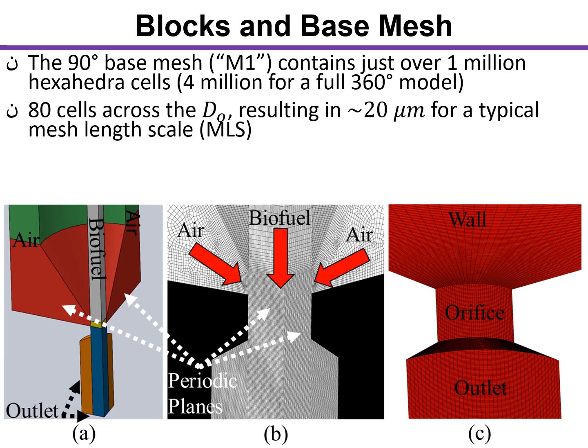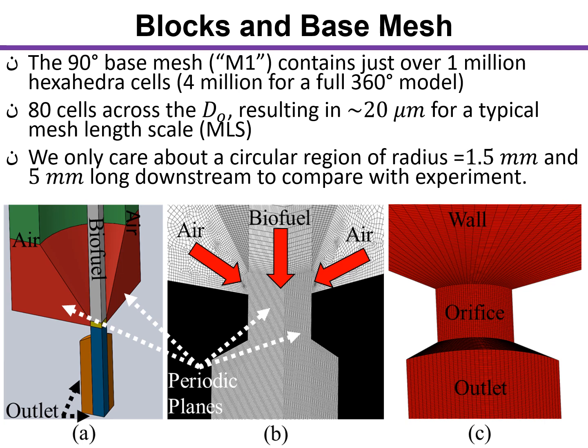There are about 80 cells across the orifice diameter, resulting in approximately a 20 micron typical mesh length scale, MLS. Now, we only really care about the circular region downstream of the orifice of a radius of 1.5 millimeters and a distance of 5 millimeters to compare with the experiment. So all we really care about is that downstream region, and that allows us to save a little bit of computational time.